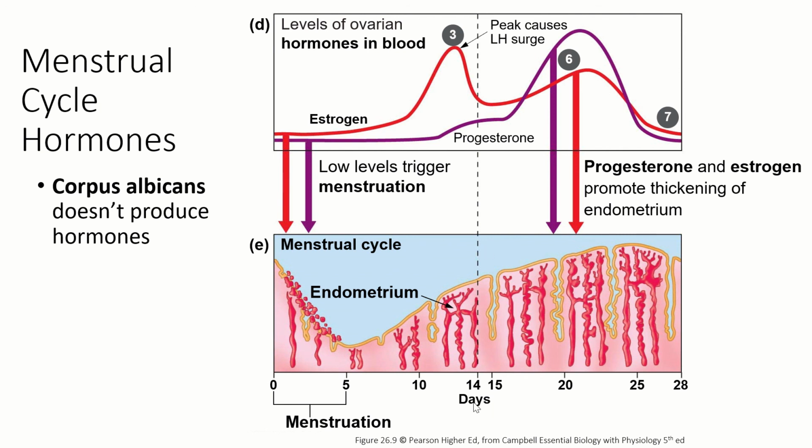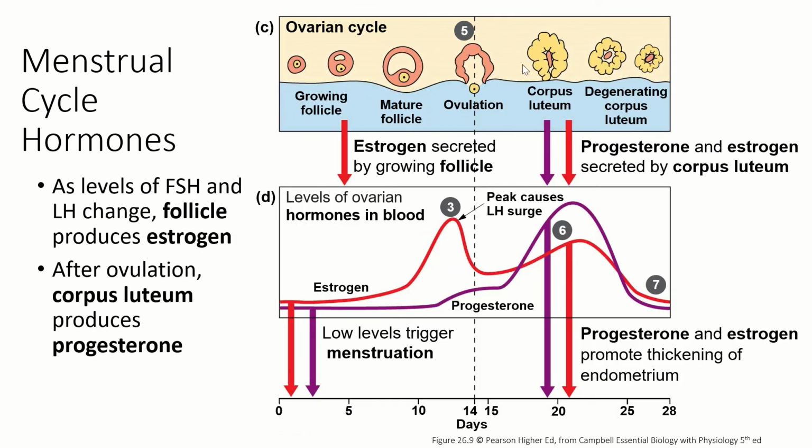Ovulation happens again on average at day 14. The endometrial layer continues to thicken until the levels of progesterone and estrogen fall, and then we have menstruation. If fertilization does happen, then the corpus luteum stays in the ovary and the levels of progesterone and estrogen stay high.